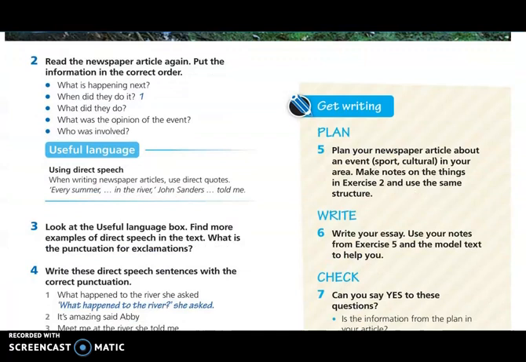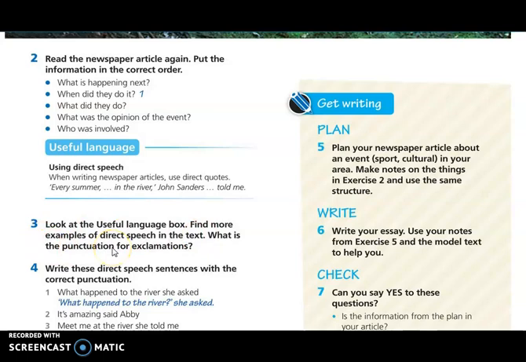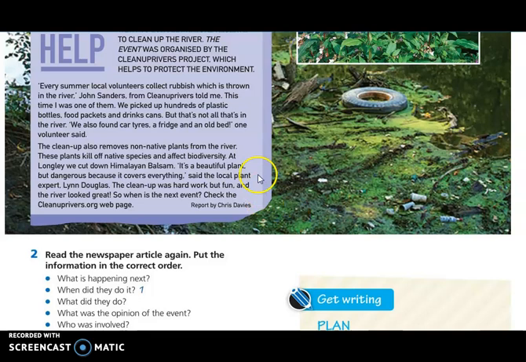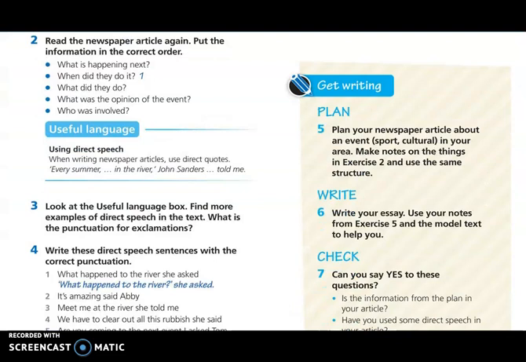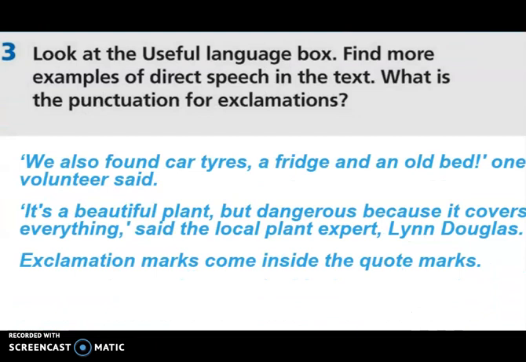Now, the next question is, what is the punctuation for exclamations? We can see here, exclamation mark. We also found car tires, a fridge, and an old bed. We can see that the exclamation mark comes before the quotation or inside the quotation. These are the examples. And exclamation marks come inside the quote marks.